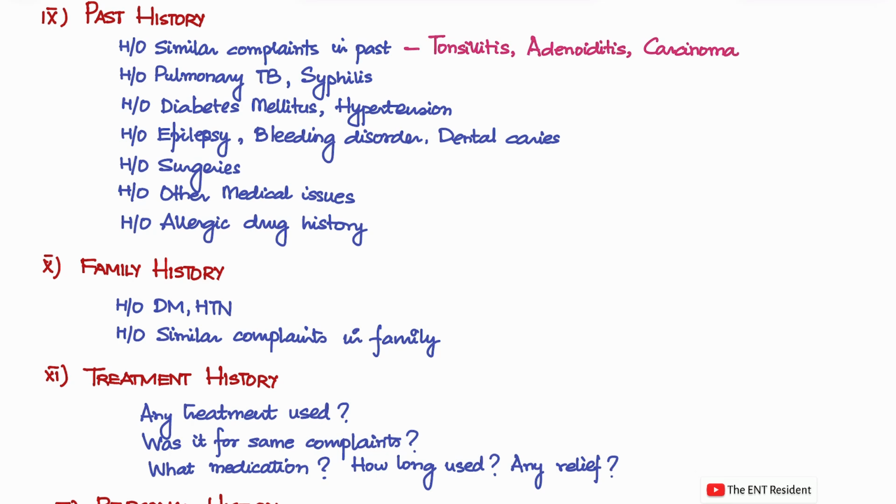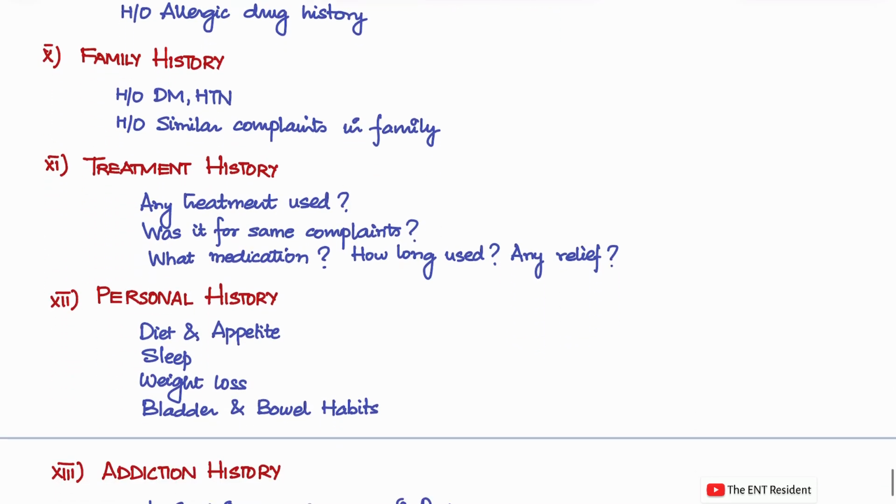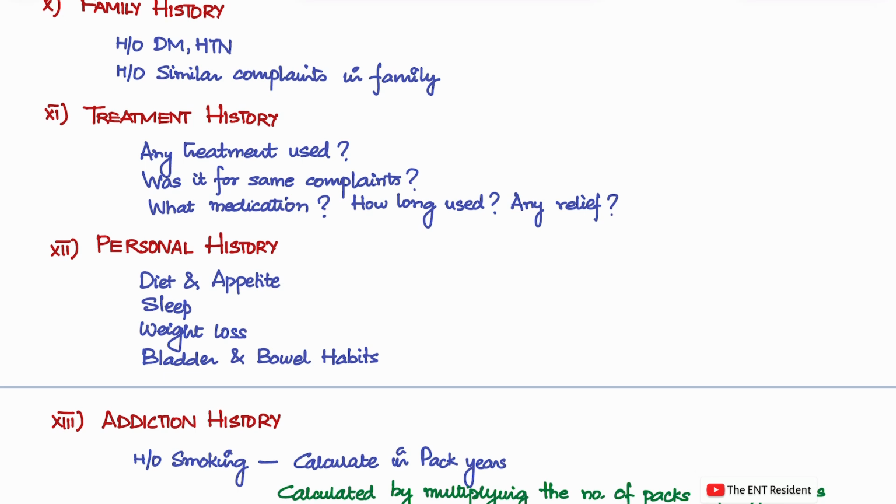Next, you move on to treatment history. In treatment history, you ask whether the same condition has been there for a while. Has any treatment been given for it? What medications have been given and for how long have they used them? Has there been any relief in the symptoms when they have used these medications?